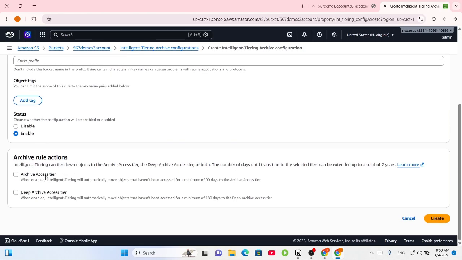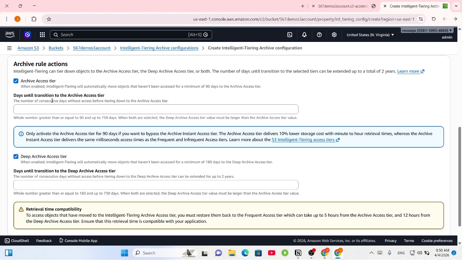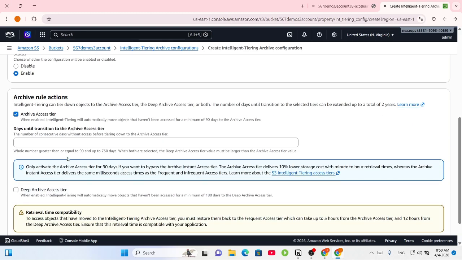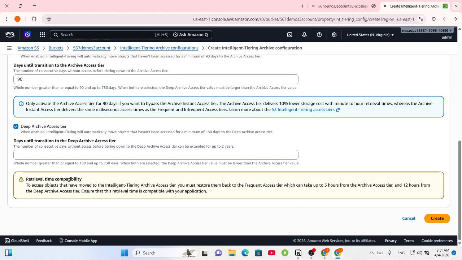Add this, enable. You can add an archive rule here. You can say the days until transition to the Archive Access tier. So you can say 90 here, a whole number greater than or equal to 90 days. For Deep Archive Access, here you can mention 180.